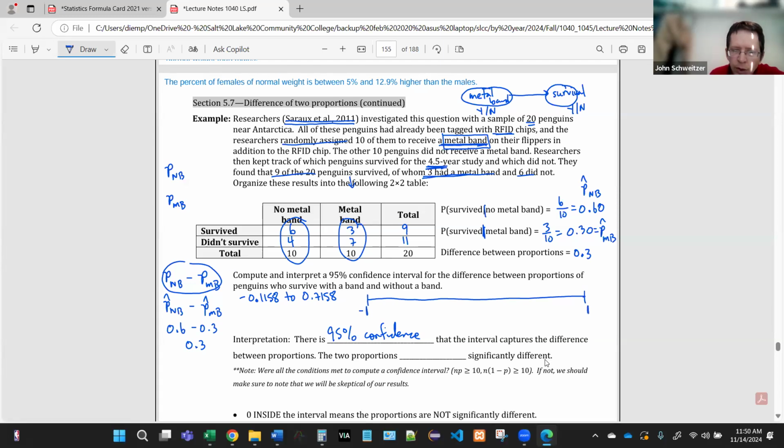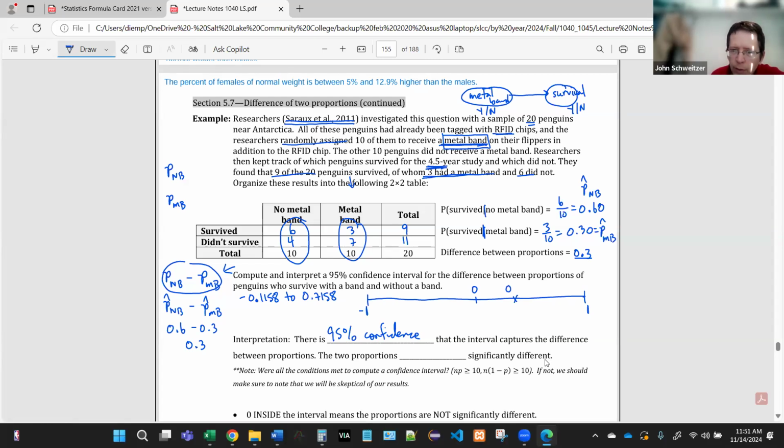The other extreme would be if all of the no metal band group survived and none of the metal band group survived. That would give us 1. But those are really extreme, right? So probably what's going to happen is somewhere in between. There's 0 in the middle, and we got 0.3 for our point estimate, so 0.3 is about right there. We're trying to capture P_NB minus P_MB. It's somewhere in here, right?